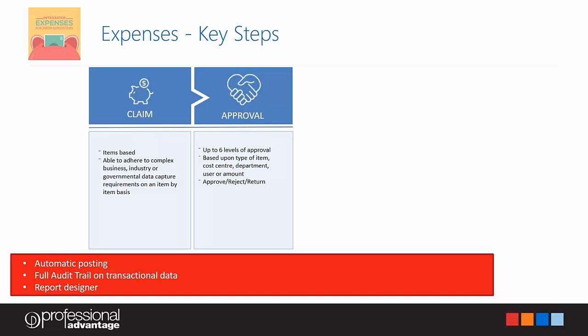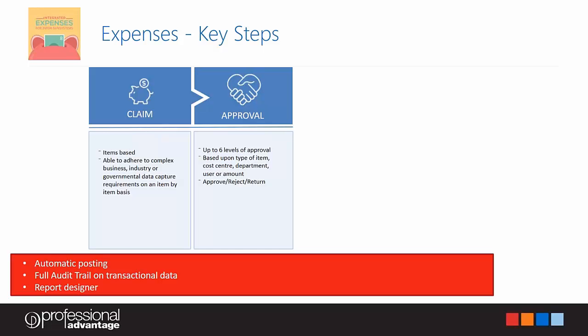Expenses are able to adhere to complex business, industry or government data capture requirements on an item-by-item basis. So this means that for particular items you might need to capture a key piece of information that's only relevant to that particular item. For example, your organisation might have a policy where your users are able to claim gym membership once a month, and as part of that claims process the user has to enter in their gym membership number.